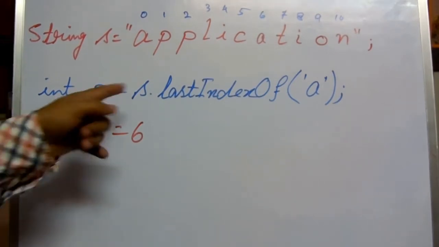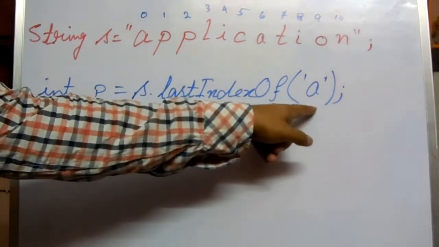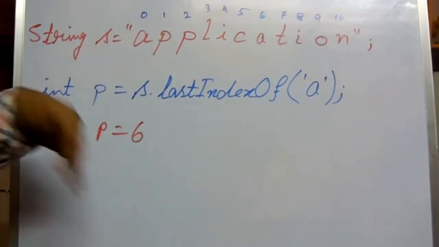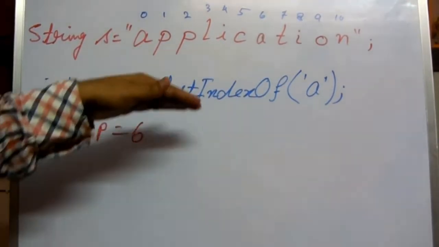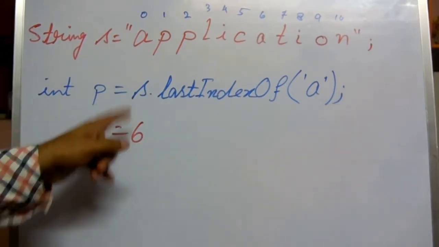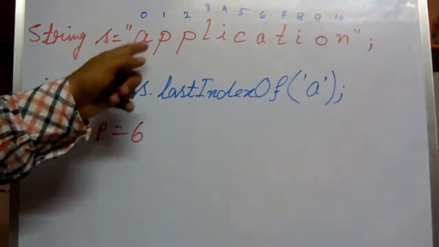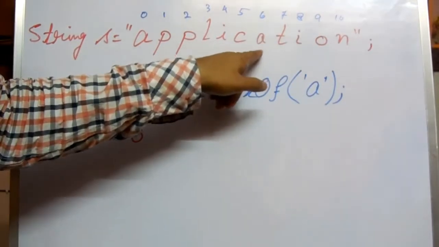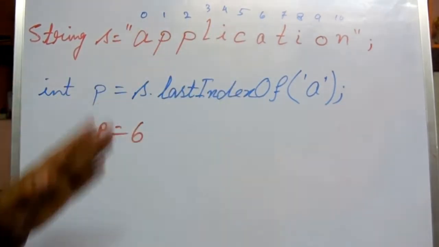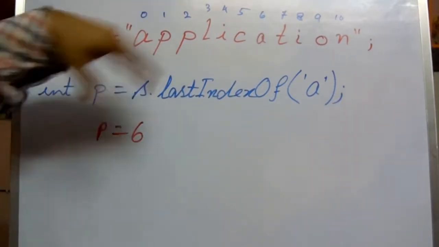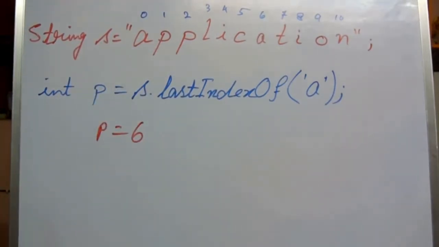Got it? If we give s.indexOf(a), the answer will be 0, as in the previous example. But here, because we have given lastIndexOf, the last index of a is here, in the 6th position. And remember, if there are more occurrences, the middle one will never be taken. We can extract only the first index and the last index, not the middle index.